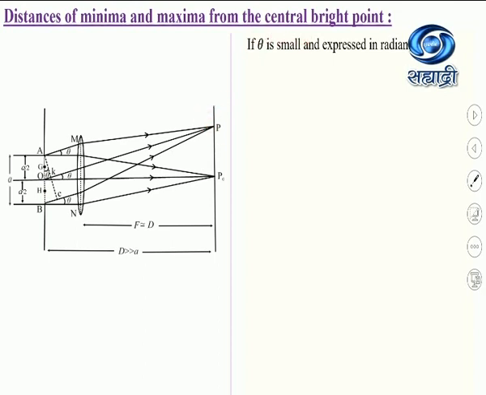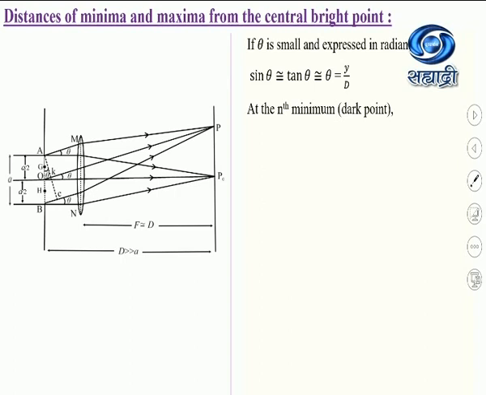So theta is small, and if it is expressed in radians, then sine theta is approximately equal to tan theta, which is approximately equal to theta. And now in this triangle POP0, tan theta is nothing but opposite side upon adjacent side. Now opposite side is PP0, which we consider as the distance y, and the adjacent side is OP0, which is nothing but the distance capital D. So tan theta is equal to y upon D, but tan theta is approximately equal to theta, and therefore theta is equal to y upon capital D.